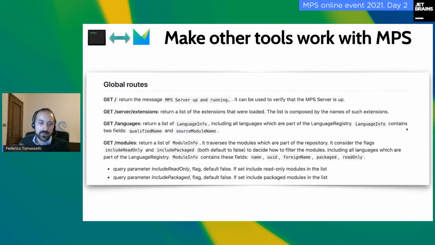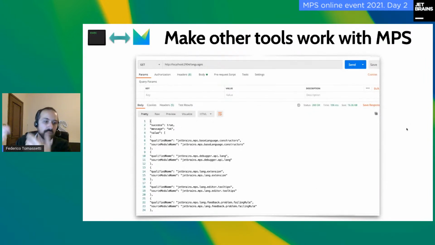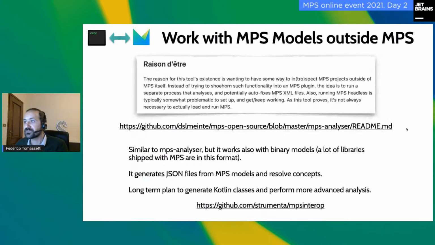This is just a subset of the routes you can call. For example, you can call /languages, and guess what? It gives you the list of languages that are available in the MPS on which MPS Server has been installed, because MPS Server is basically a plugin for MPS. Now, MPS Server is something that you may want to use if you want to reuse the runtime capabilities of MPS. There are situations in which you just want to reuse the models that you've created in MPS outside of MPS. So MPS is shut down, you just want to read these models.